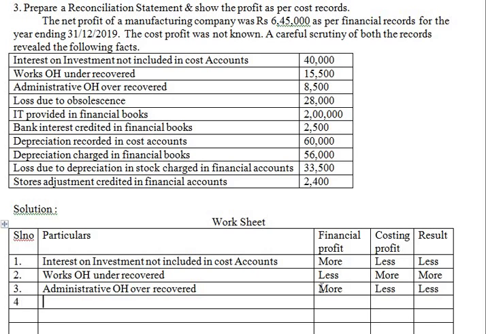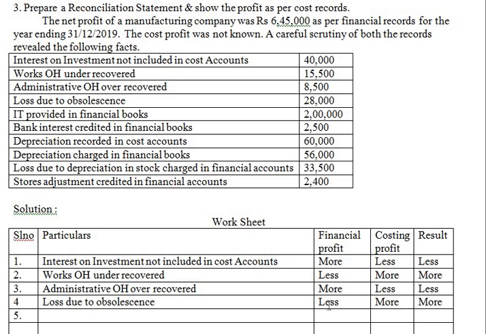Now fourth point, loss due to obsolescence. Now this will be recorded in the financial profit. It might be a loss for any reason, but a loss which will not last for a longer period of time will be recorded in the financial account. So your financial profit will be less, costing profit more, and your result will also be more.